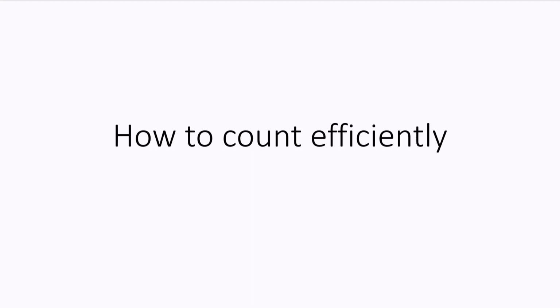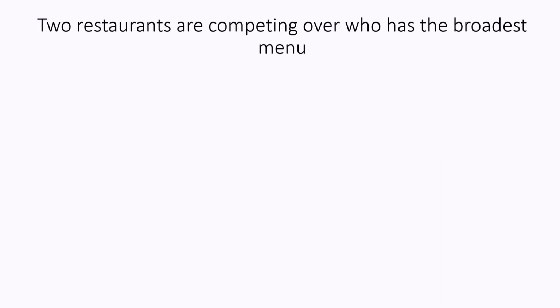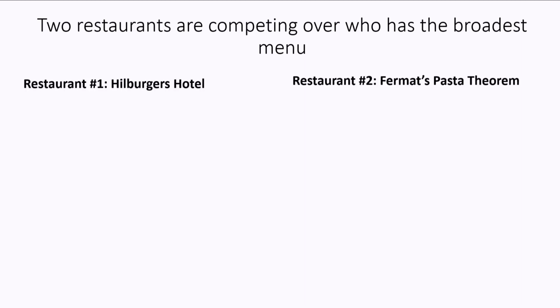Today, we're going to be looking at how to count efficiently, how to count like a true mathematician. And we're going to start by looking at this problem here. Two restaurants are competing over who has the broadest menu. Restaurant 1, Hilberger's Hotel, against Restaurant 2, Fermat's Pasta Theorem.